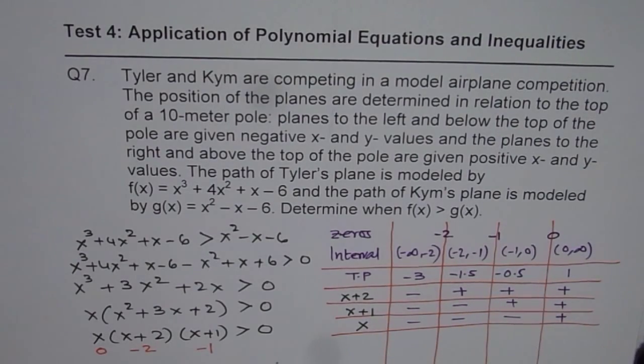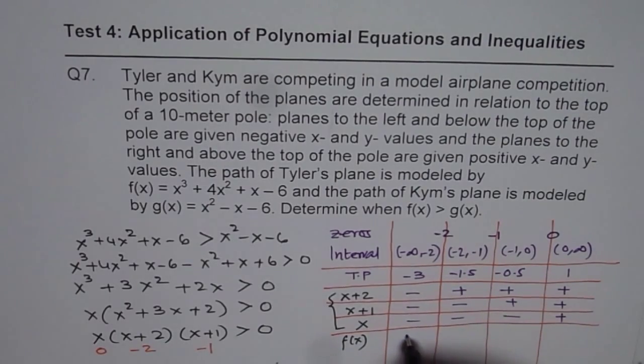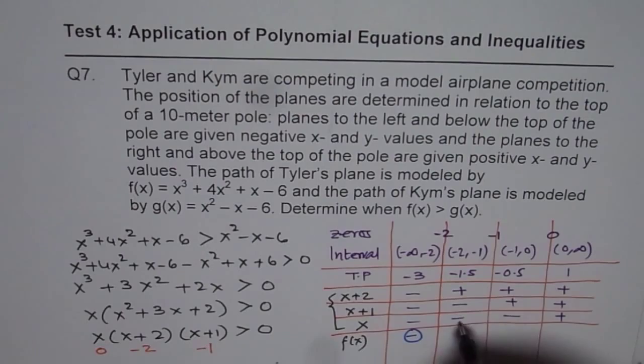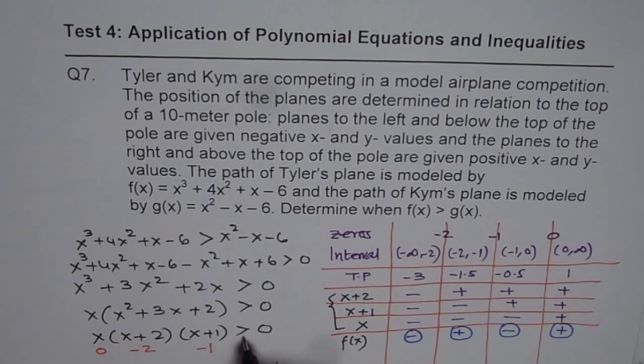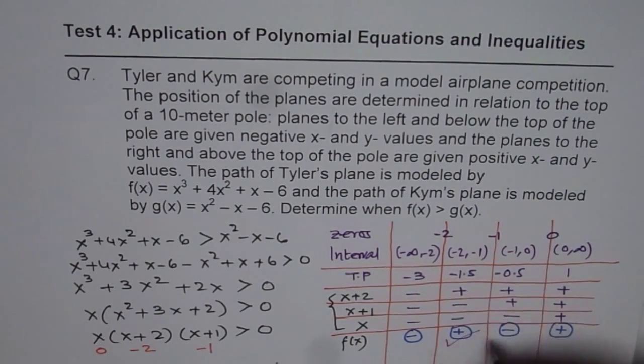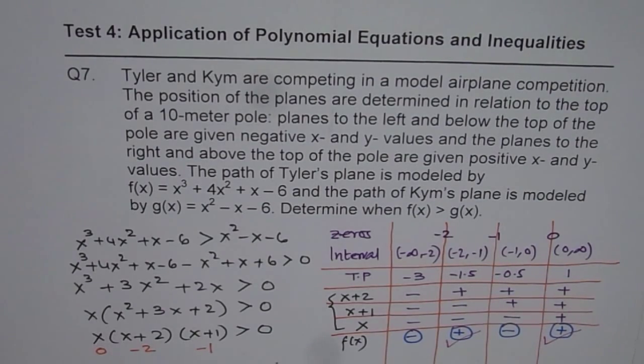Now truly the function is x times x plus 2 times x plus 1. That means the product of these three, right? The product of these three is the function. So let's write that as f of x. So when you multiply, you get f of x. Now let us see, if I multiply 3 negatives, what do I get? If I multiply 3 negatives, I get 1 negative. If I multiply 2 negatives, I get a positive. One negative and the rest positives, when multiplied, will give me a negative, and all positives will give me positive. We are looking for greater than. That means we are looking for positive values, correct? So these are the intervals which are giving us positive values. Do you get the point?